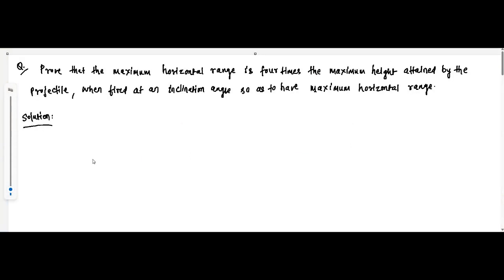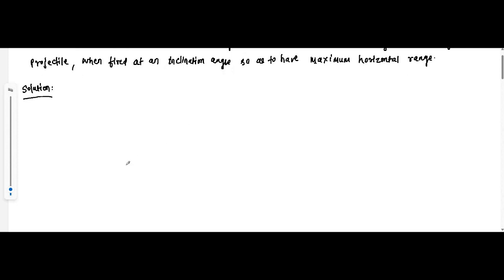Okay, so here is another question on projectile motion with angular projection. It is given to prove that the maximum horizontal range is 4 times the maximum height attained by the projectile, when the projectile is fired at an inclination angle so as to have maximum horizontal range. Okay, let us break it down. Let us try to understand the question through the diagram.